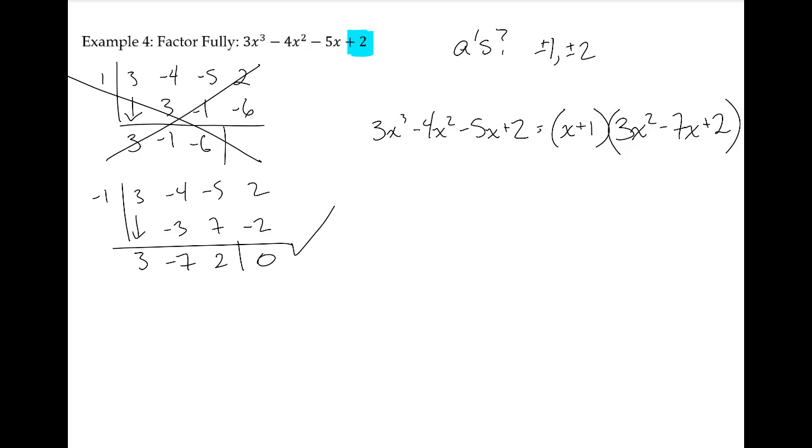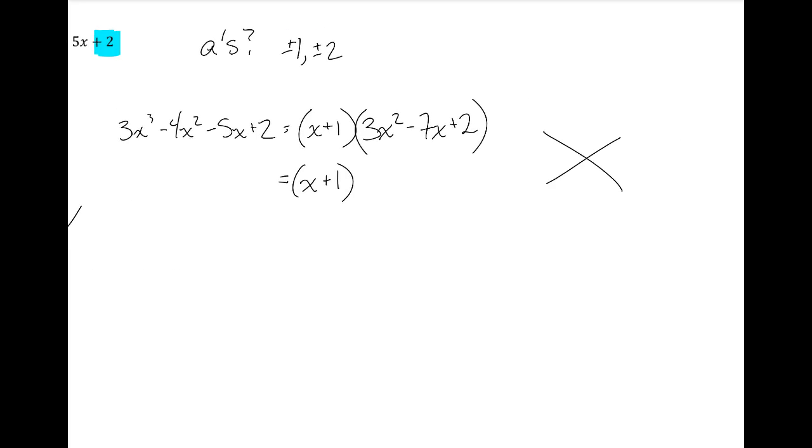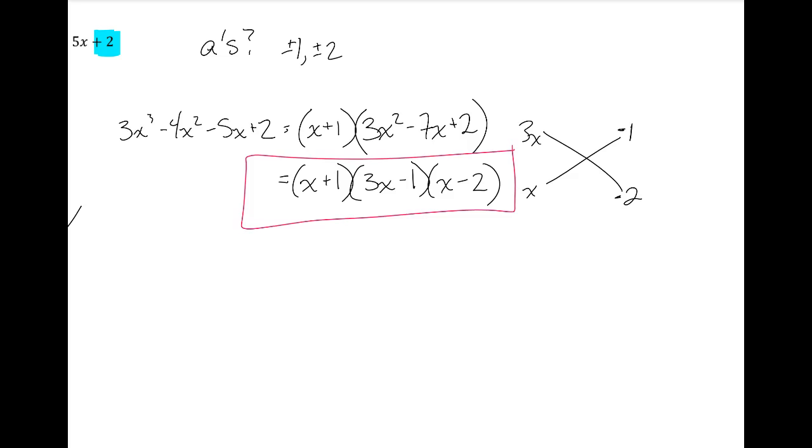And I look at this and I'm like, I think I can factor that again, just like my previous example, and so that's exactly what I'm going to do. I'm going to use my crisscross method of 3x and x, 2 and 1. They're both going to be negative so that they multiply to give me a positive, but then add to give me a negative here. So it's going to be 3x minus 1 and x minus 2. And that'll be my final fully factored form, because I can't factor that anymore.